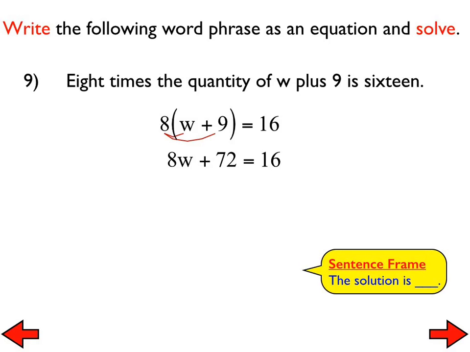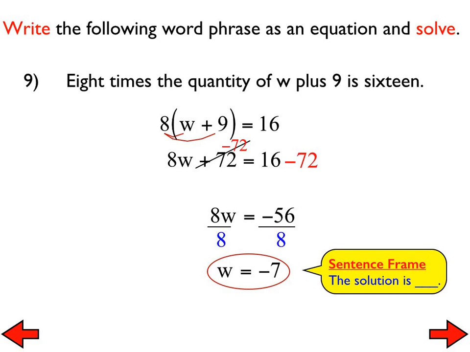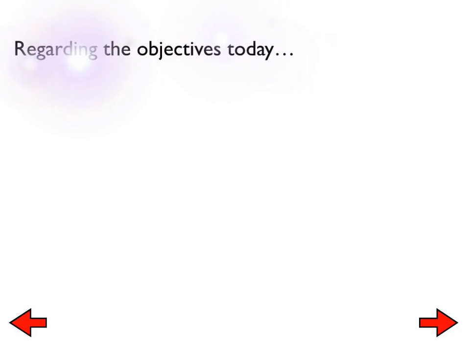Use the distributive property. And I wanted to end on one where we had to figure out 16 minus 72 instead of 72 minus 16. Because a couple of you, like in a previous problem, had 8w equals 56. Obviously, 16 minus 72 is -56, and then divide both sides by 8, and we get a solution of w equals -7.